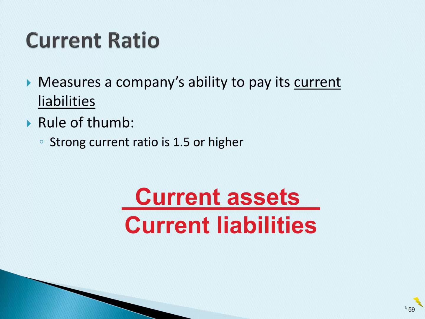The rule of thumb states that a strong current ratio is 1.5, which indicates that the company has $1.50 in current assets for every dollar in current liabilities. A current ratio of 1 is considered low and somewhat risky.